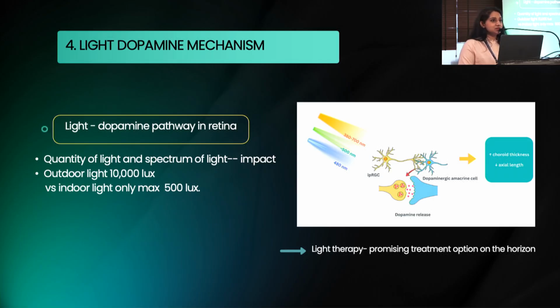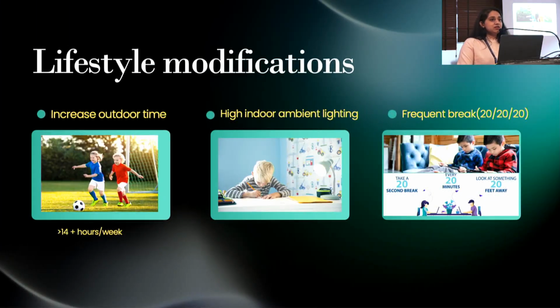The light therapies, red light and blue light, have come into play, along with the importance of outdoor activity. Here you can see the outdoor light is around 10,000 lux versus the indoor lux, which is only around 500. So you can't even compare the benefit of outdoor activities. Nevertheless, whatever it is, when you see a myopia case, these three cardinal things should be counseled to the parents as well as children.